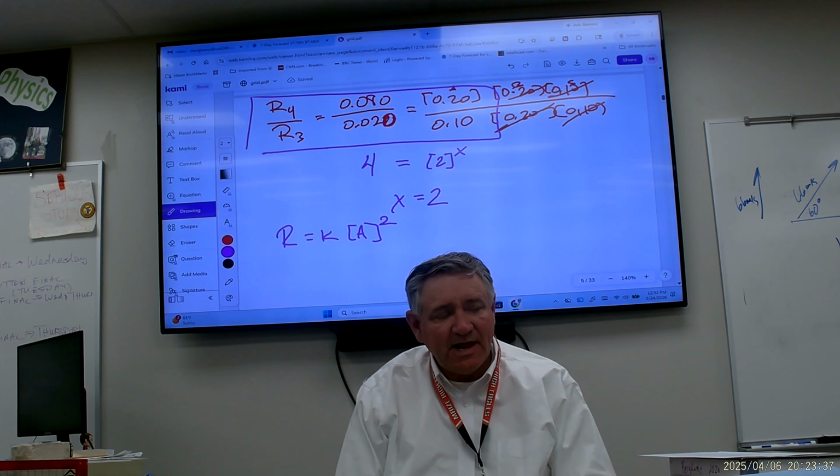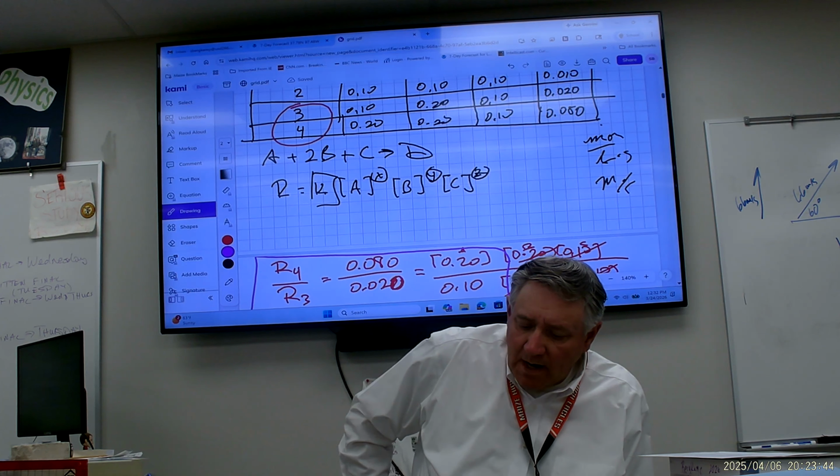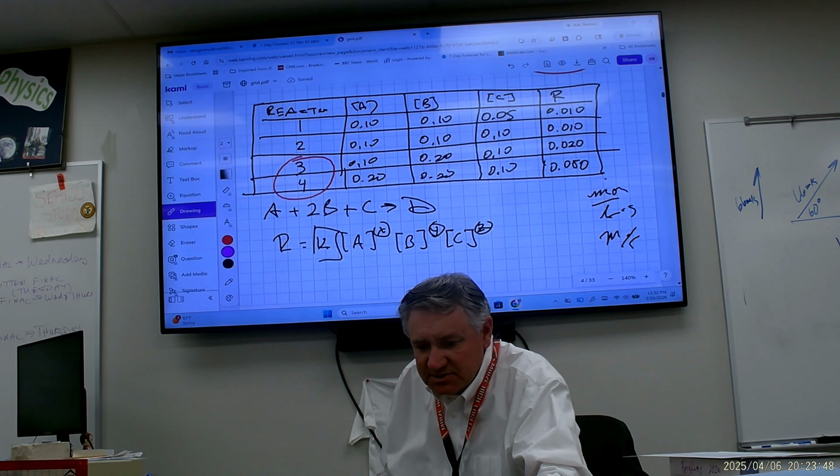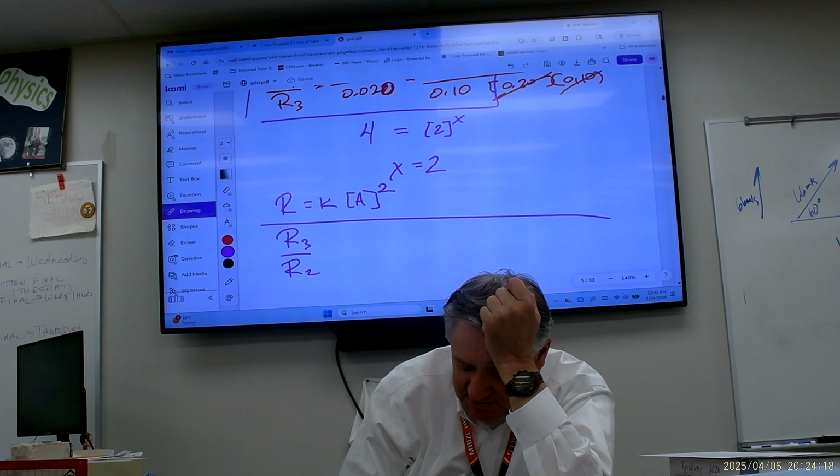So it's the same process. To go after y, I want a situation where I keep A the same, C the same, and I'm just going to change B. So which can I pick that just changes B? 3 and 2. So again, I'm going to put 3 over 2 so I avoid a fraction. It's the same process. I'm going to take reaction 3 and divide that by reaction 2.